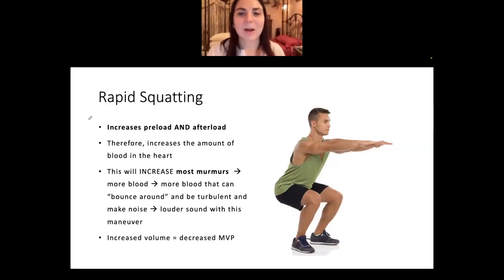Okay. Rapid squatting. So literally, I guess what this guy is doing, which they totally do all the time in the hospitals. But this would increase preload and afterload. So I think of it like when I'm squatting, I'm pushing the blood from the veins up towards the heart, and I'm also blocking blood from leaving the heart. So I'm just overall increasing the amount of blood in the heart. That will increase most murmurs.